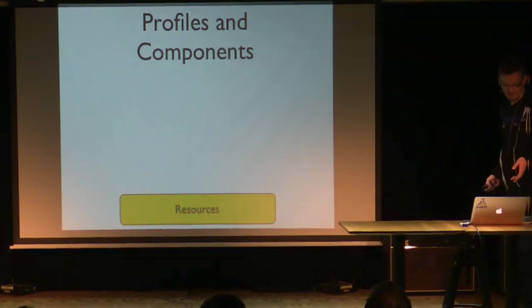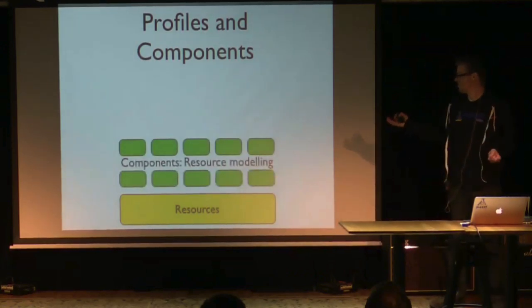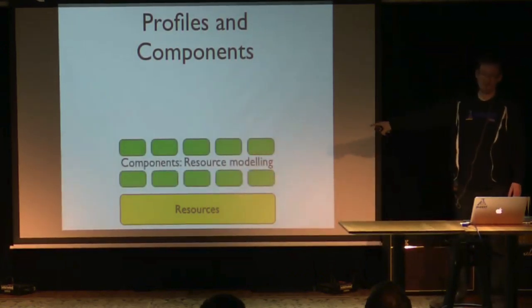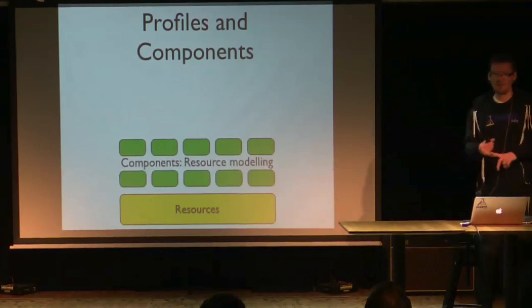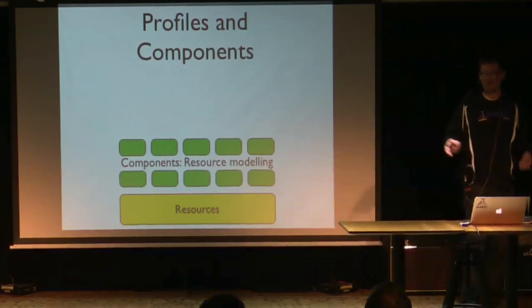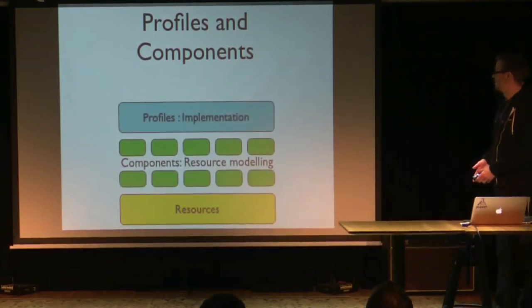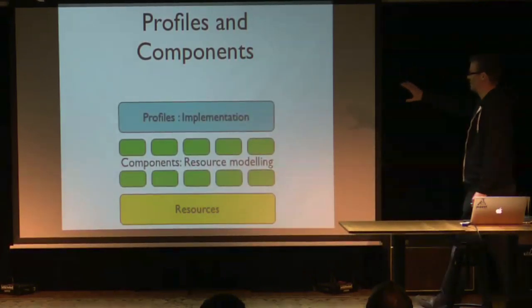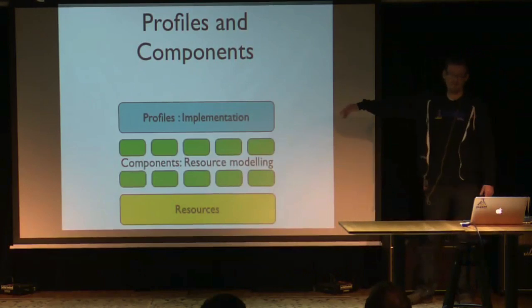This is Puppet, managing those resources on the system. We've got our component modules, which is our resource modeling layer. So this is your SSH, this is your Apache, this is your component A and component B. On top of that, we've added this other layer of abstraction to handle implementation. So here we model all the resources, here we implement them.